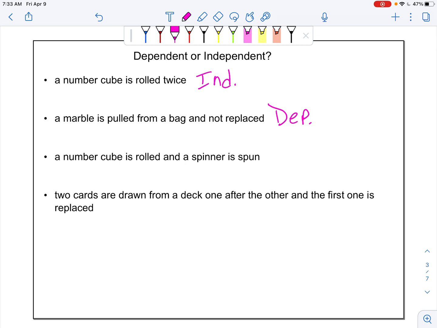A number cube is rolled and a spinner is spun. When the number cube is rolled, it doesn't affect what happens on the spinner or vice versa. So those two events would be considered independent of each other.